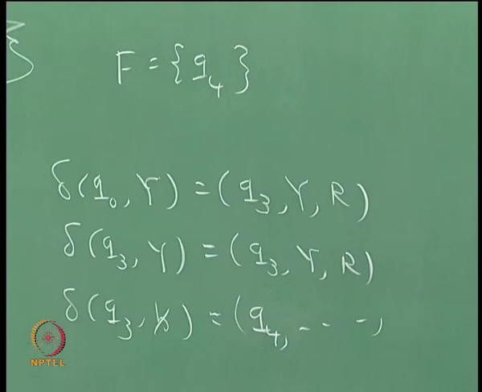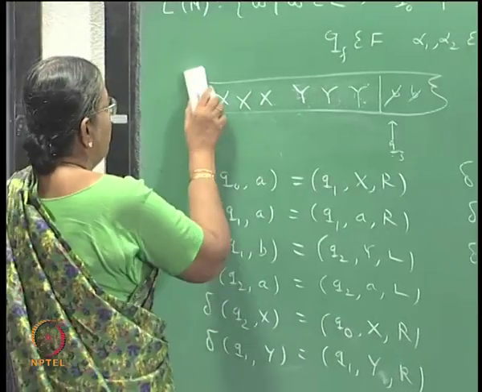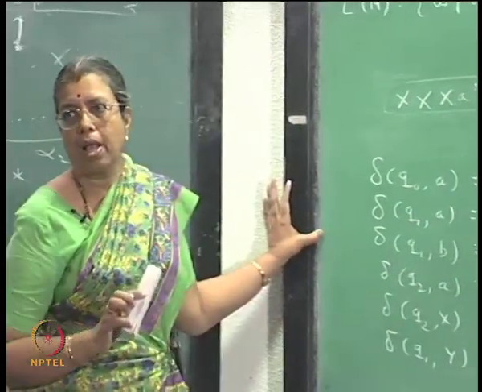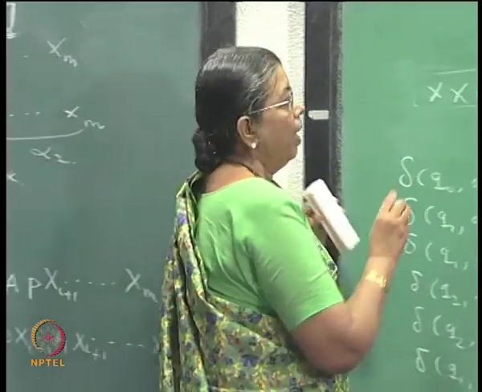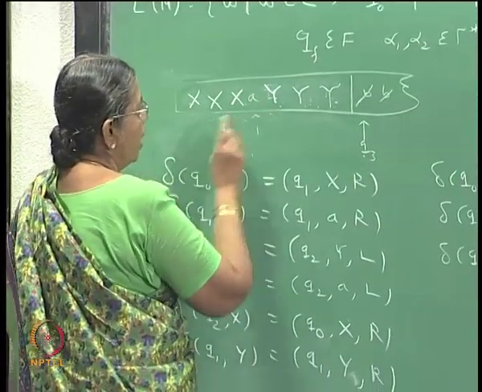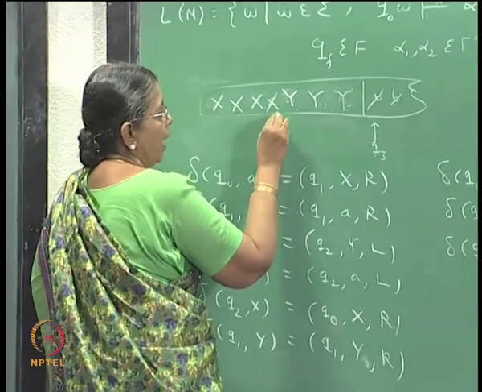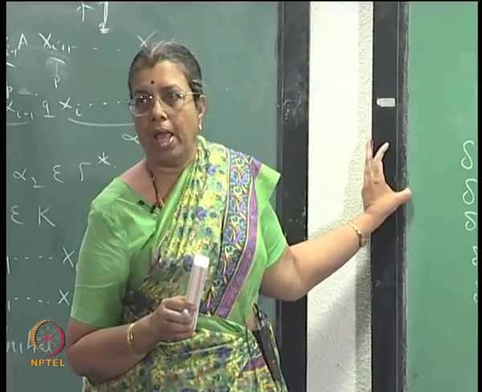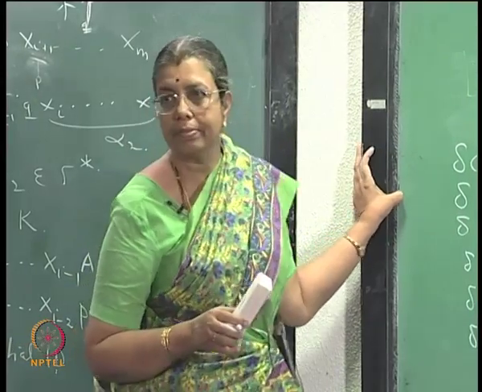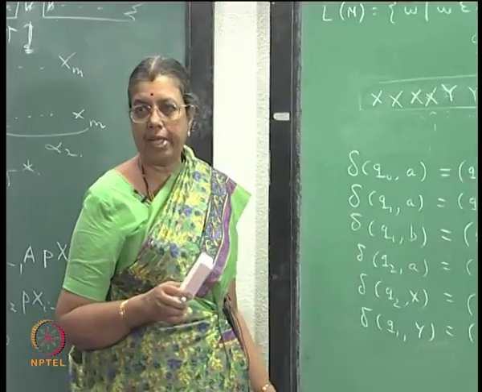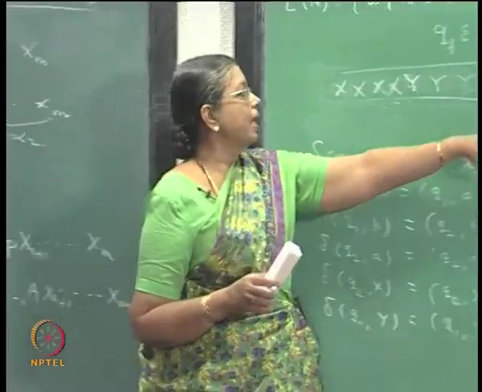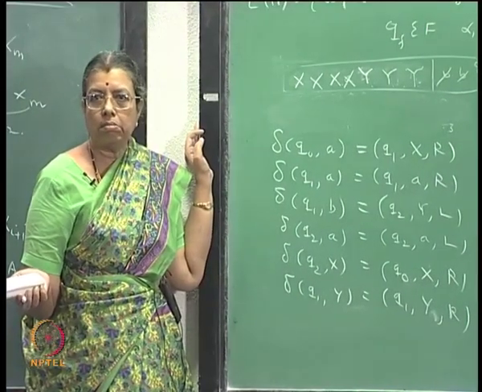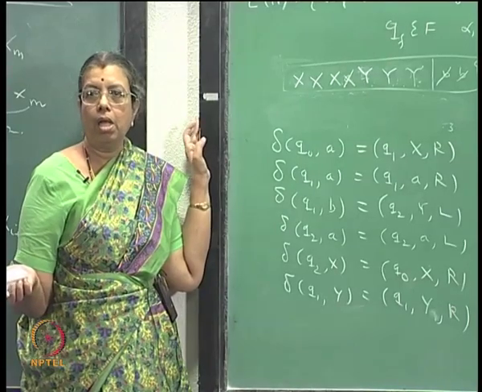Now, what will happen if you have more A's or more B's? Suppose I have one more A, what will happen? It will come here in state Q0, replace this by an X, and it will move in state Q1 looking for a B, and in Q1 it will see a blank. The move is not defined for Q1 blank. So, when it reaches here in Q1, it has to halt, no move is specified, but it will not accept that.